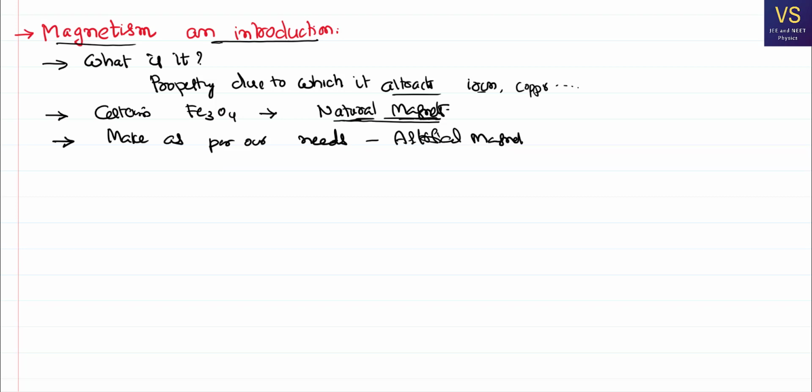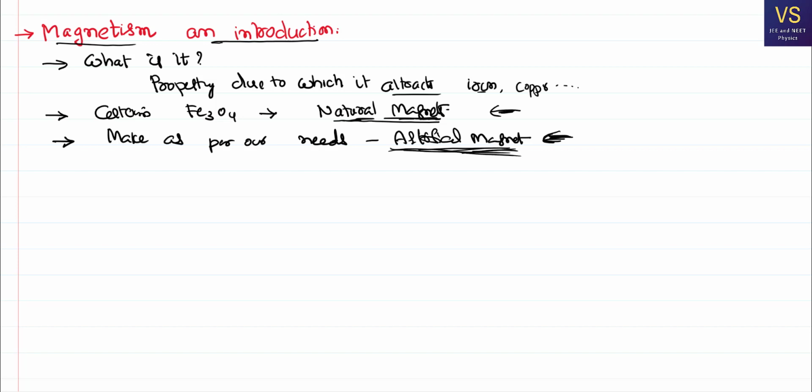Whether the magnet is artificial or natural, the properties of the magnets are the same. The properties are not going to change. We are only making it as per our requirement, because many times what's available in nature doesn't suit our requirement. For example, in speakers you could have seen there is a magnet, but the shape of the magnet in the speaker is circular, and you won't get a natural magnet in that circular shape, so you have to make it artificially as per our requirement.